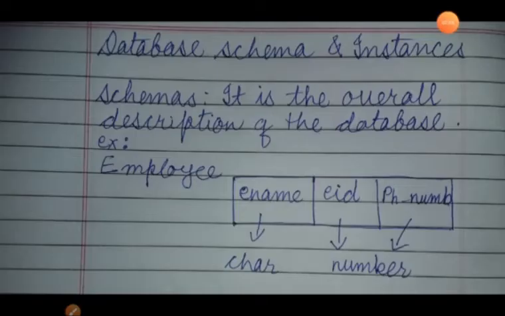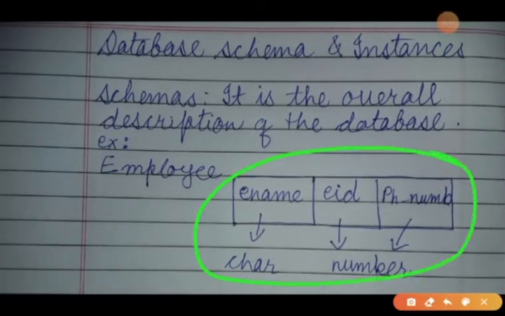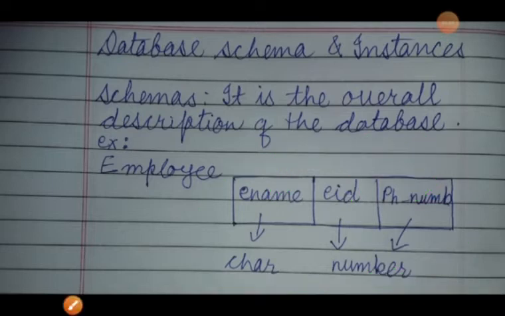So this is the overall description of the database. In the description we have the number of columns, the data types, and even where it is created and where it is stored. All this comes under the schema. So in schema, the overall description of the data, what is in the description: the number of columns, that means the number of fields in the database, and the data type.